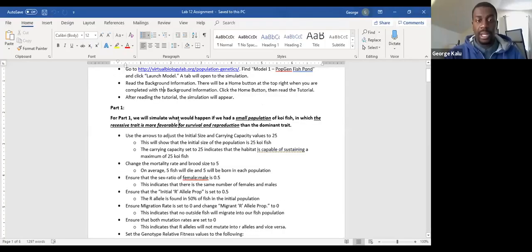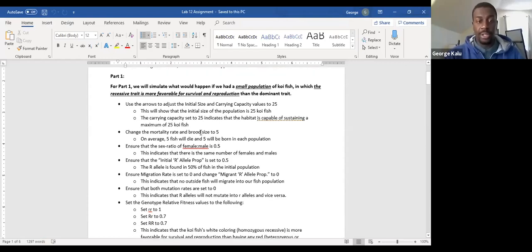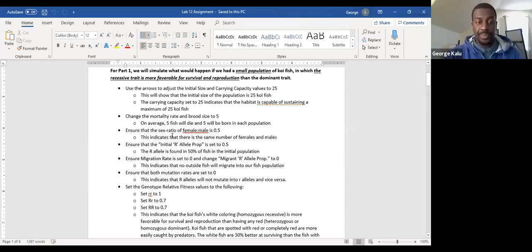what adjustments to make. Okay, so for part 1, you're going to alter the initial size and carrying capacity to 25, and so on and so forth. You're just going to follow this. It'll tell you exactly what to do step by step. Okay. And the description of what you're actually doing and what it means for your population.